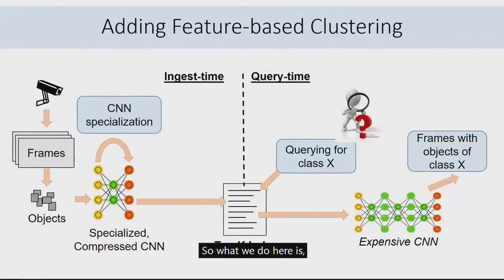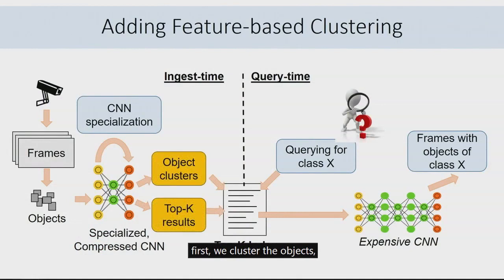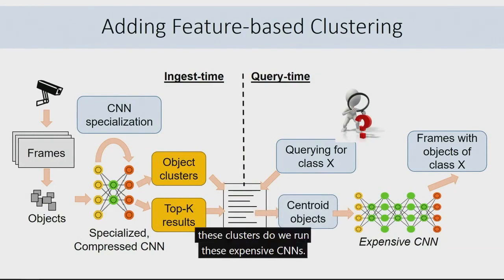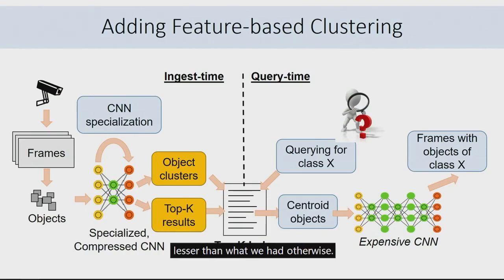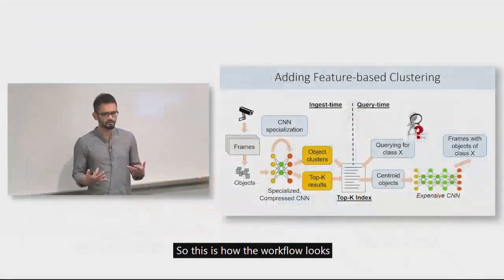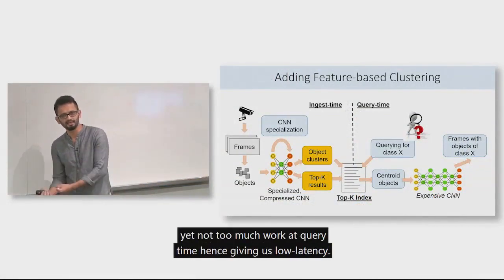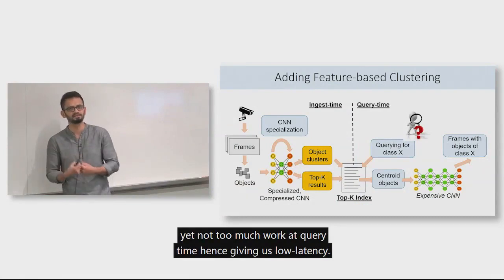In the flow that I had before, first we cluster the objects and then produce the top K results. Then only on the centroids of these clusters do we run these expensive CNNs. Note that the number of centroids is far smaller than what we had otherwise. So this is how the whole workflow looks, achieving cheap indexing, highly accurate results, and yet not too much work at query time, hence giving us low latency.